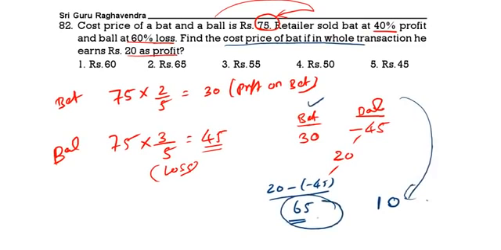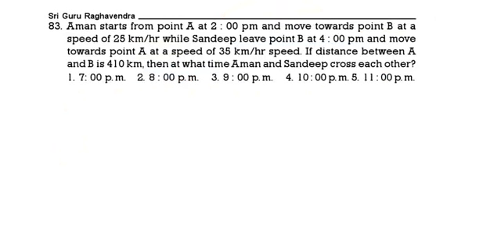Ball cost price 10. So 65 is the correct answer. Next question. Aman starts from point A at 2 p.m. and moves towards B at 25 km per hour. So Aman is starting at 2 p.m. at 25 km per hour.